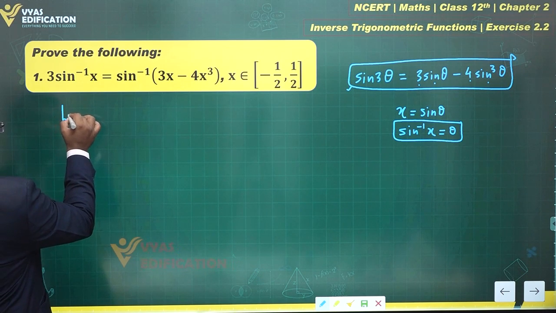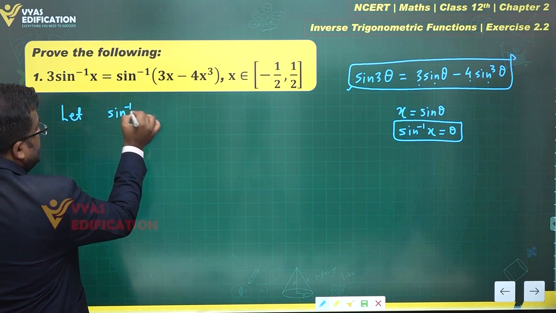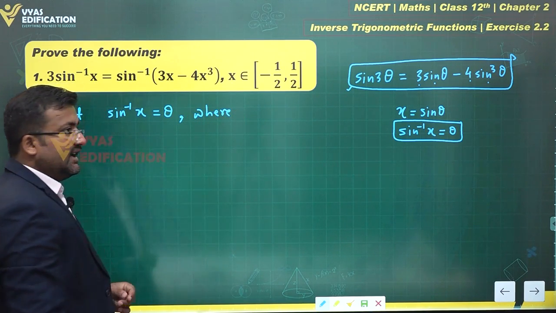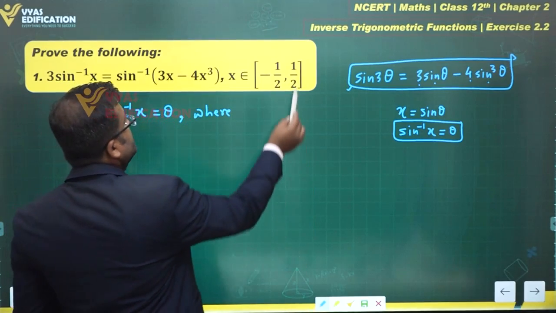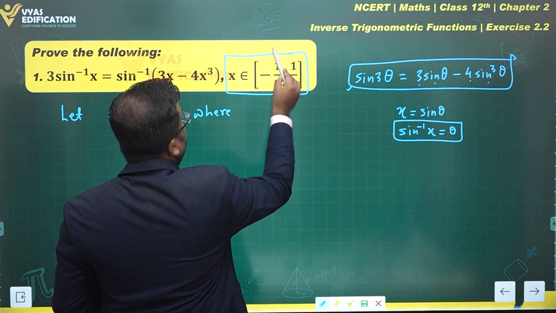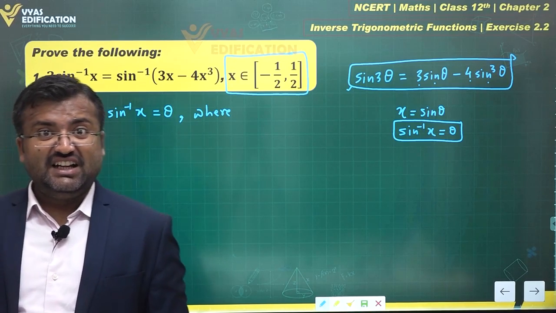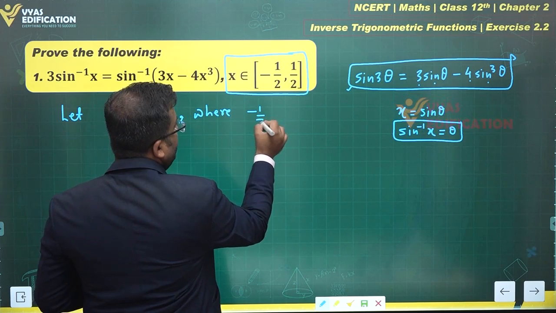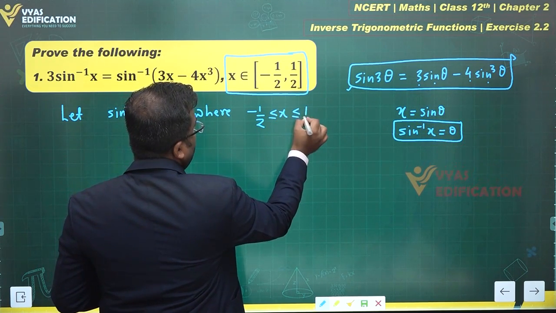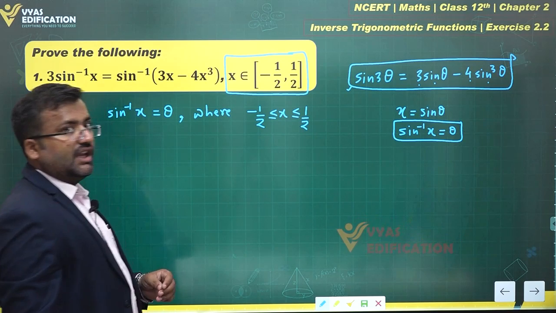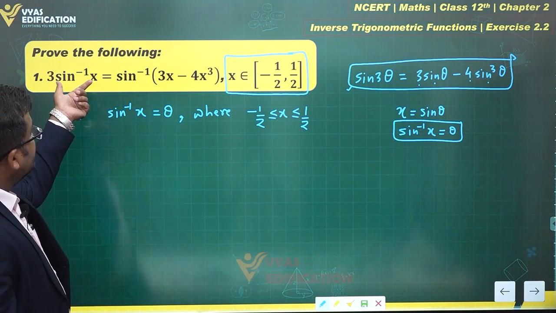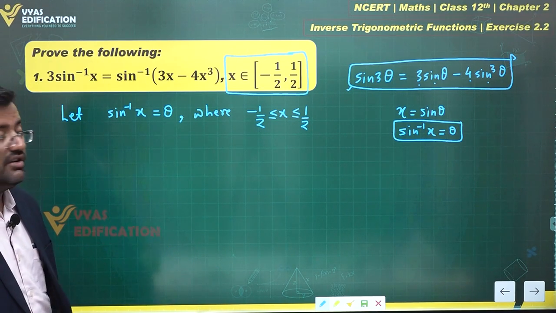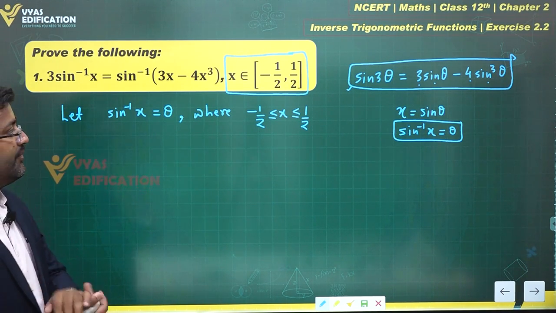So the first thing that I do is let sine inverse x equals theta, where one important thing is already known. What is that? This is the interval in which x lies. Let's write that interval as well, where minus 1 by 2 is less than equal to x is less than equal to 1 by 2. This is given to me. I am substituting this sine inverse x as theta, where x is already given lying in the interval minus 1 by 2 to 1 by 2.